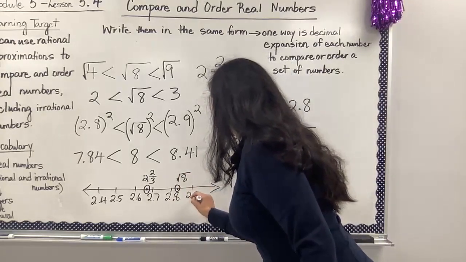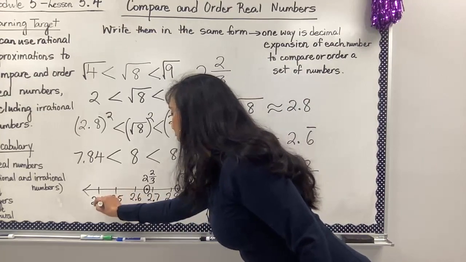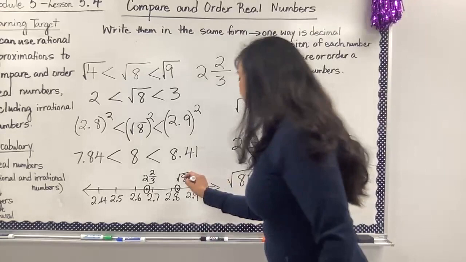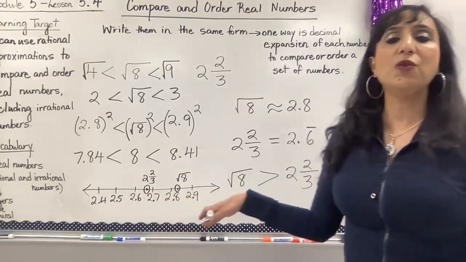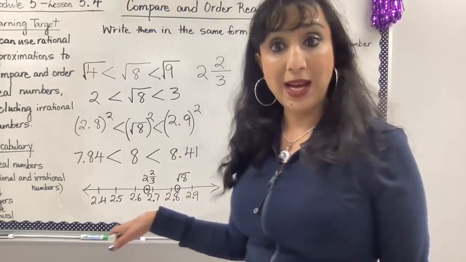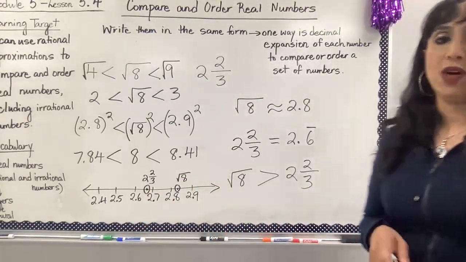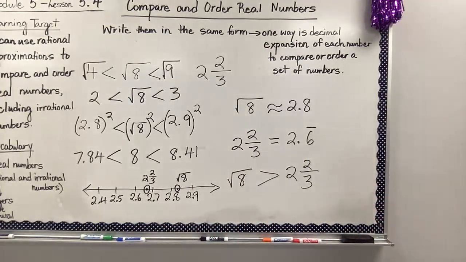So these are all decimals, y'all. I don't know if you can see it clearly over there, but I just wanted to show you that. So here is the graphing, and we can see that square root of 8 is to the right of 2 and 2/3 on the number line, so therefore it is the greater number. Basically, again, comparing by using the same format.